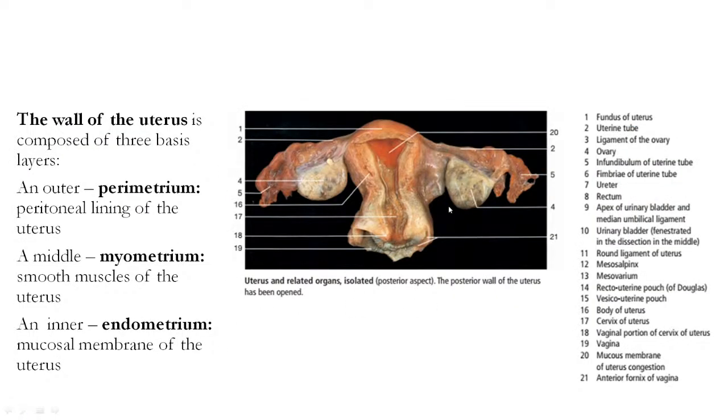The wall of the uterus is composed of three basic layers: an outer peritoneal lining on the uterus, the middle myometrium, smooth muscles of the uterus, and the inner endometrium, mucosal membrane of the uterus. You see, this is ovary, infundibulum of uterine tube, uterine tube, and you see mucous membrane.